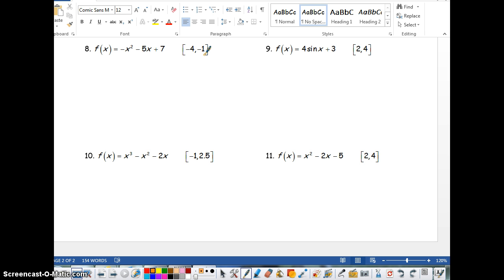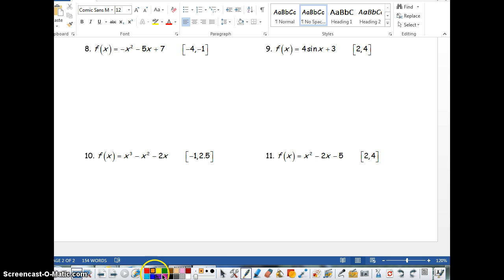When I take a look at that, I first need to make sure that it is continuous. So I'm just going to do this for all these. Number 8 is a polynomial, it is continuous. Number 9, sine function, is a continuous wave function. 10 and 11 are also polynomials. So these all are going to have mins and maxes.